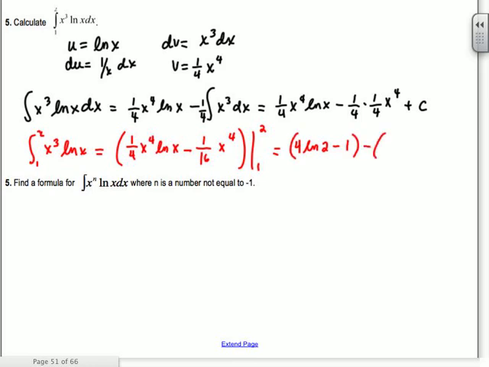When you plug in 1, that's nice. Natural log of 1 is 0, right? So that first part's going to go away. Minus 1 over 16. So you get 4 natural log of 2 minus 1 plus 1 over 16. So think of minus 1 as negative 16 over 16. So you get 4 natural log of 2 minus 15 over 16.